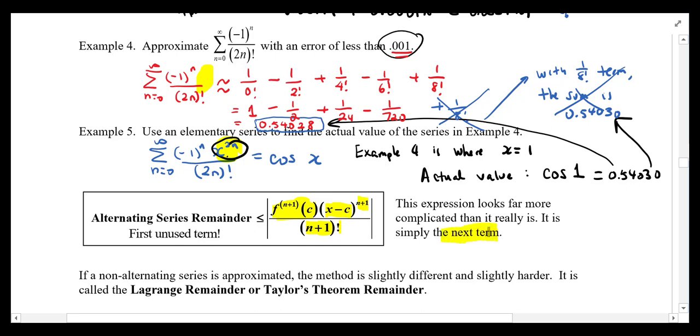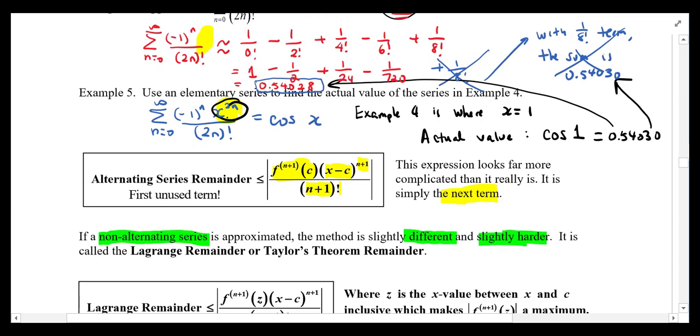Okay, so think about that Taylor series we did, right? The nth derivative of c, x minus c to the power n over n factorial. This is just the next term after that, so I replaced n with n plus 1. So with an alternating series, it's just the next term. Done. The hiccup comes if you don't have an alternating series. Then what do we do? Well, the method is slightly different and slightly harder, but still, I'm going to use the word slightly because it's not that bad. We now call this thing the Lagrange remainder, or Taylor's theorem's remainder.